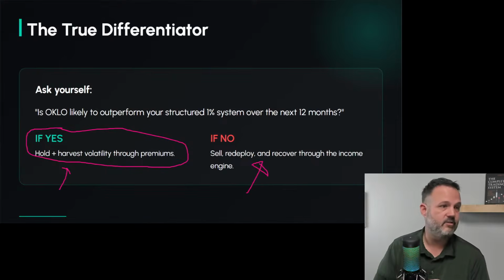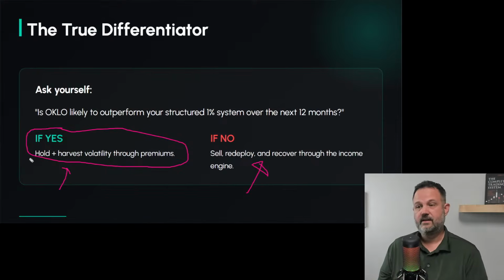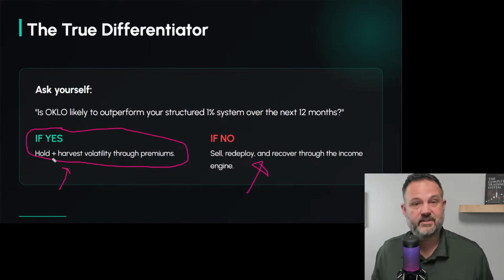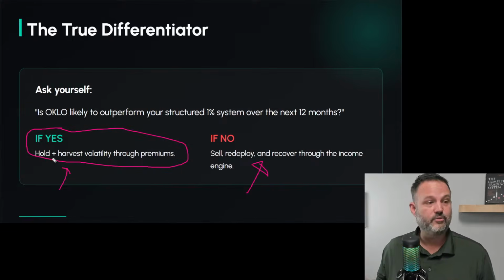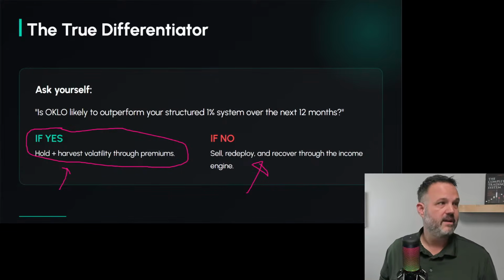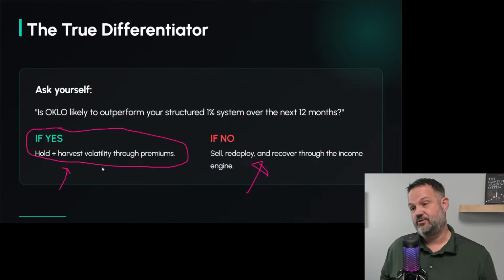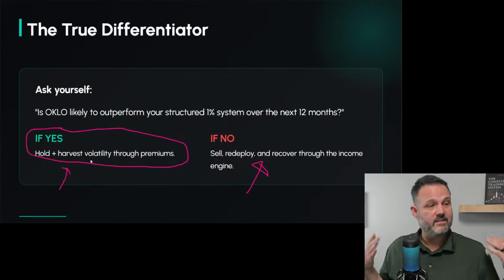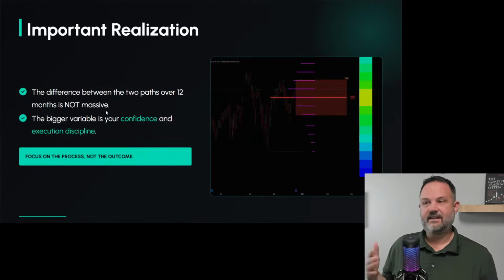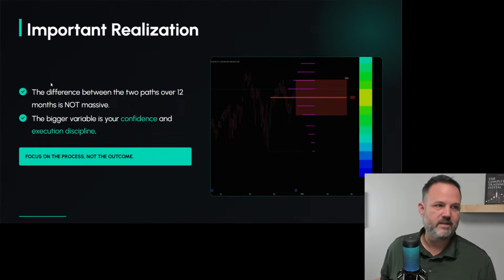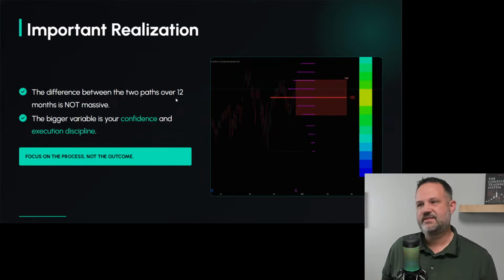And is there anybody in here that's in this position? Let me know. But if no one's in this position, this is an amazing educational opportunity because you're learning by what I'm doing and how I'm doing the framework, right? So I'm going to answer this, and I'm answering yes. So that means I'm going to make my decision not based on emotion, but I'm going to go ahead and make it happen. Okay? Another thing that should help you mentally: the difference between these two paths is not massive. The bigger variable is your confidence and execution discipline.